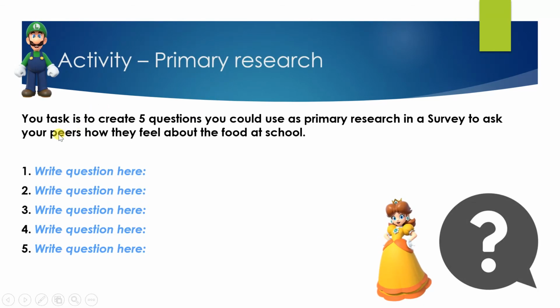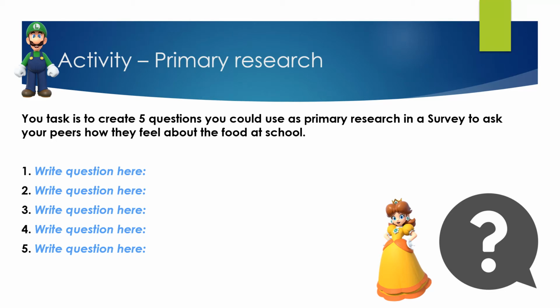What I would like you to do is to create 5 questions you could use as primary research in a survey to ask your peers how they feel about the food at school. One of the questions could be, do you think we have a good choice of hot meals at school? And you could ask them to rate it out of 10. So you could say 1 would be you don't think that they have a good range, and 10 would be that you think they have the best range of hot meals.